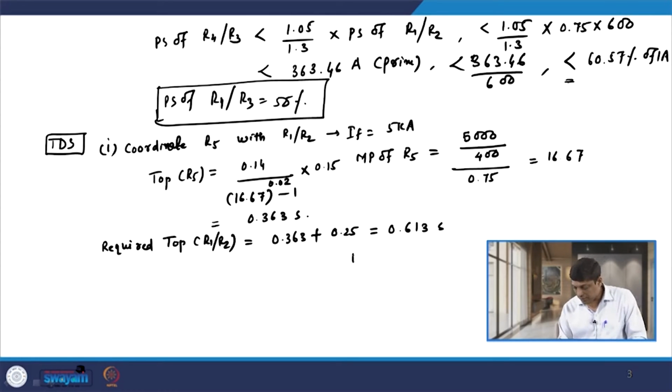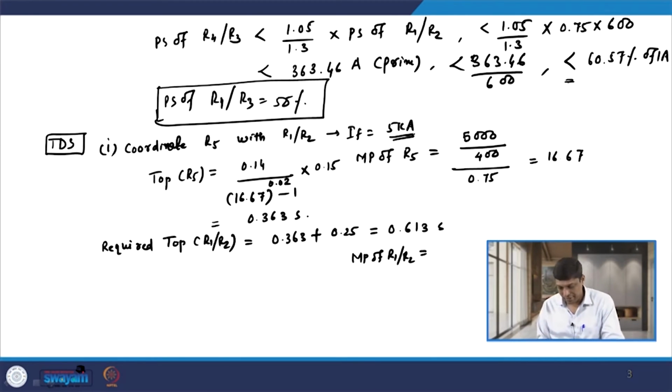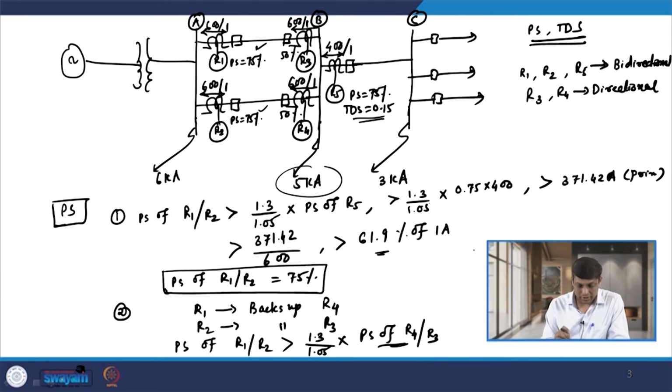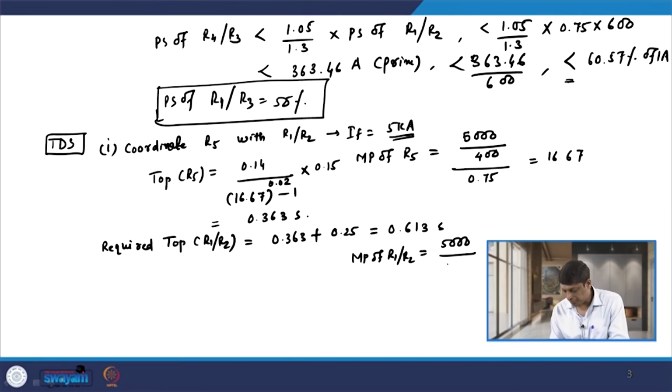Now let us find out what is the MP of R1 oblique R2 for the same magnitude of fault current, that is 5 kilo ampere. So, for 5 kilo ampere, that is 5000 ampere divided by the CT ratio of R1 and R2. The CT ratio of R1 and R2 is 600 by 1 and its plug setting is 75%. So, that is 600 divided by 0.75. So, this value comes out to be 11.11.